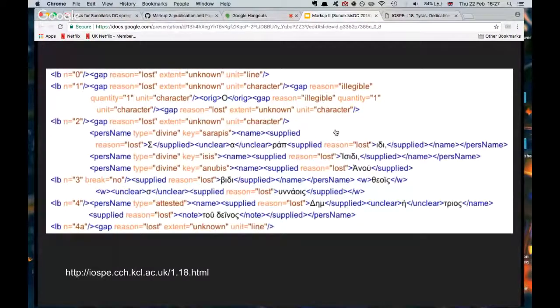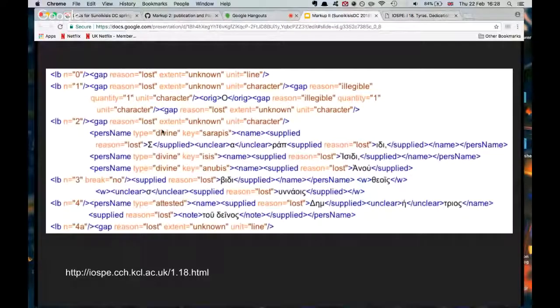So if this is slightly small on your screen, I've put a link underneath that directs you to the edition of this text, so you can have a look and go through it in more detail if that's too tiny on the screen. So I'm quickly going to walk you through the EpiDoc of this inscription. So at the top, we have our gaps, because as we saw, the stone is quite broken. And you can see that for some of the gaps we have the reason lost, when there was damage, or we have the reason illegible, where there's a vestige of the letter, but it's not enough to attempt any kind of restoration.